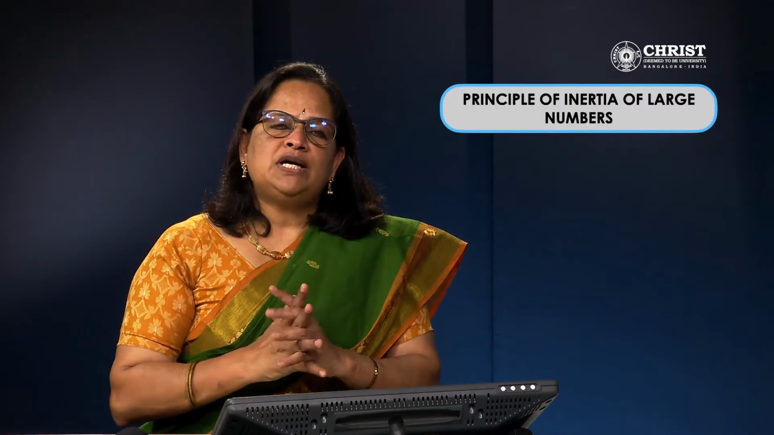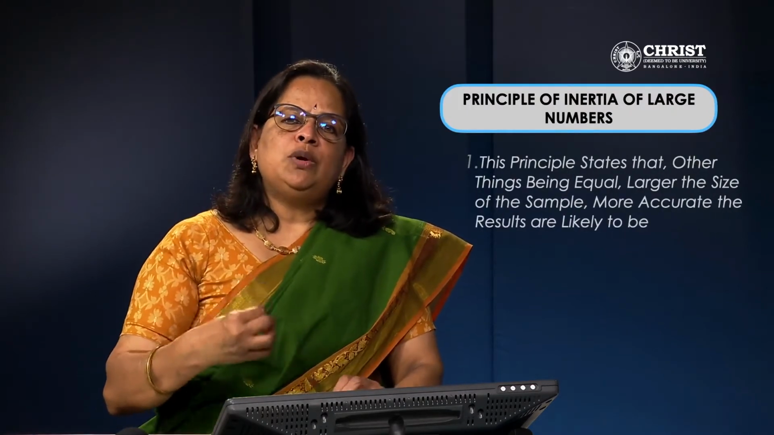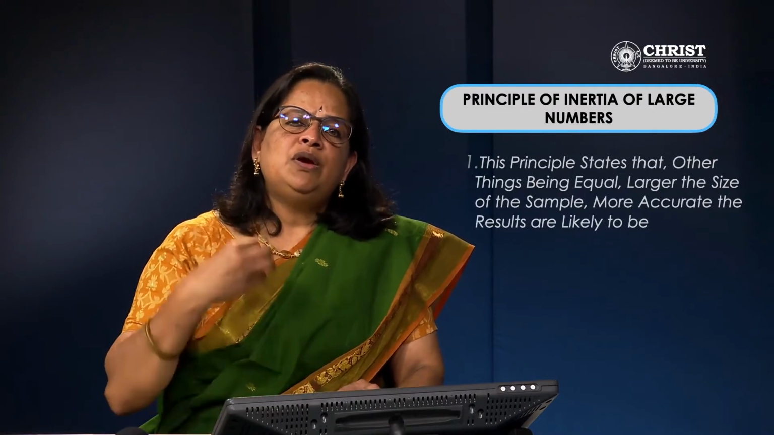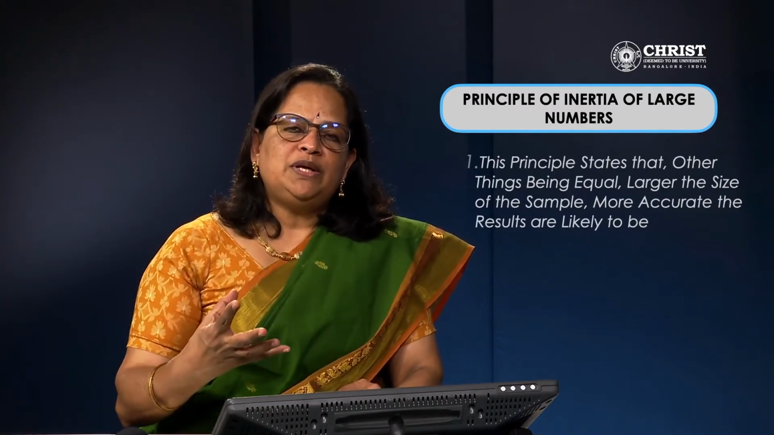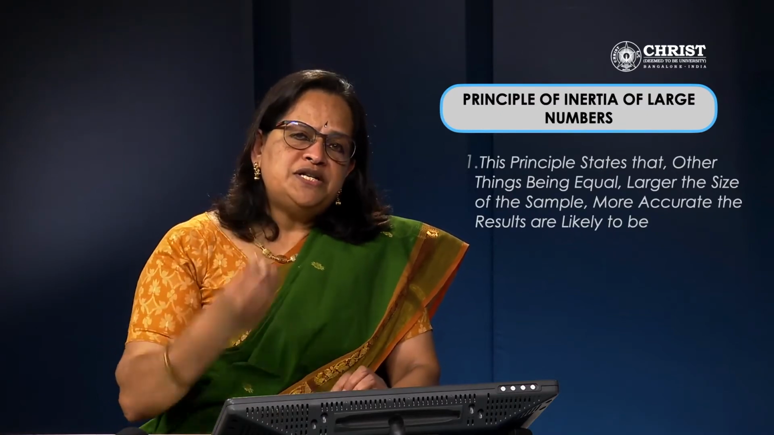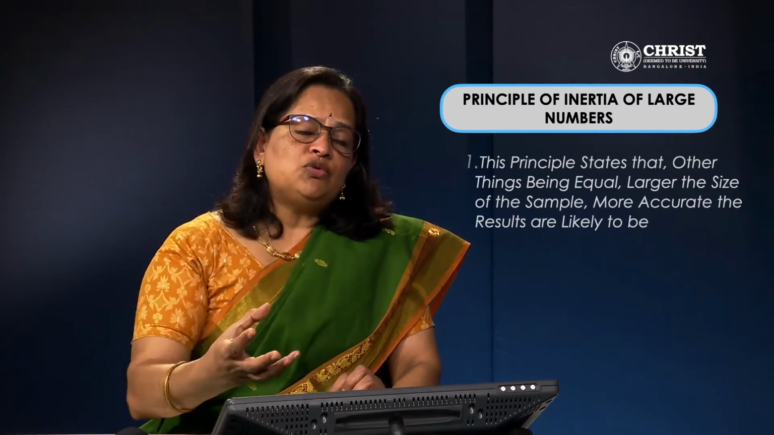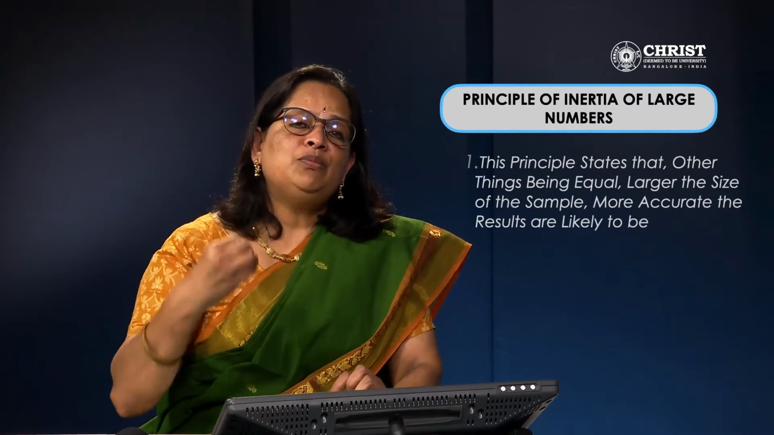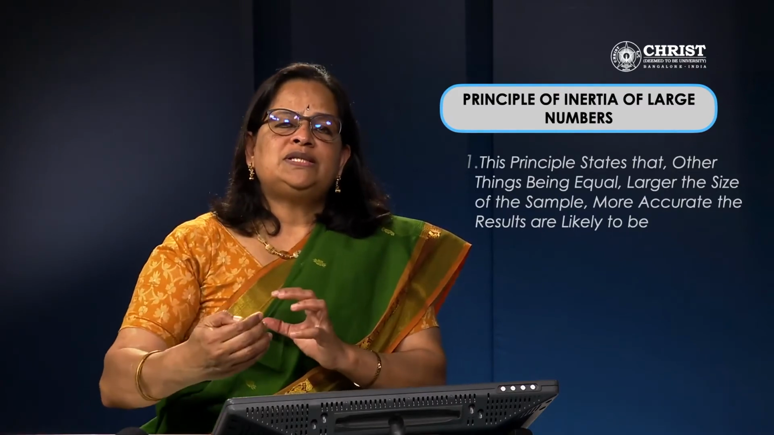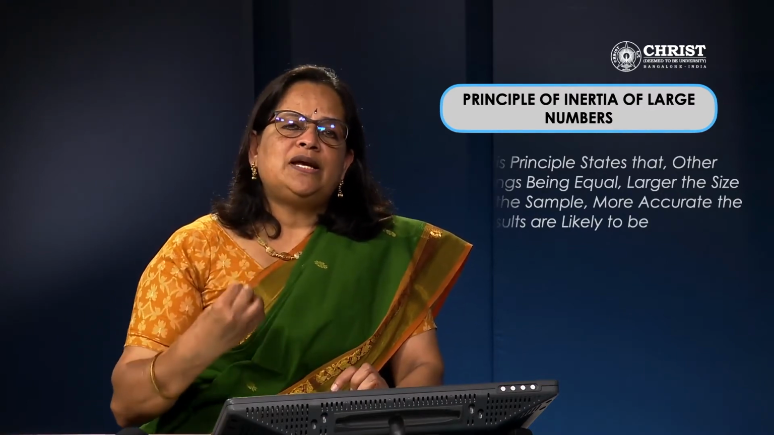Now the second principle is the principle of inertia of large numbers. This principle states that, other things being equal, the larger the size of the sample, the more accurate the results are likely to be. For example, in a population of 10,000, if you are taking 100 respondents, it will not give you reliable information. But if you are taking 1,000 respondents, the result will be more valuable. So the larger the sample size, the more accurate the results will be. So that is the second principle.